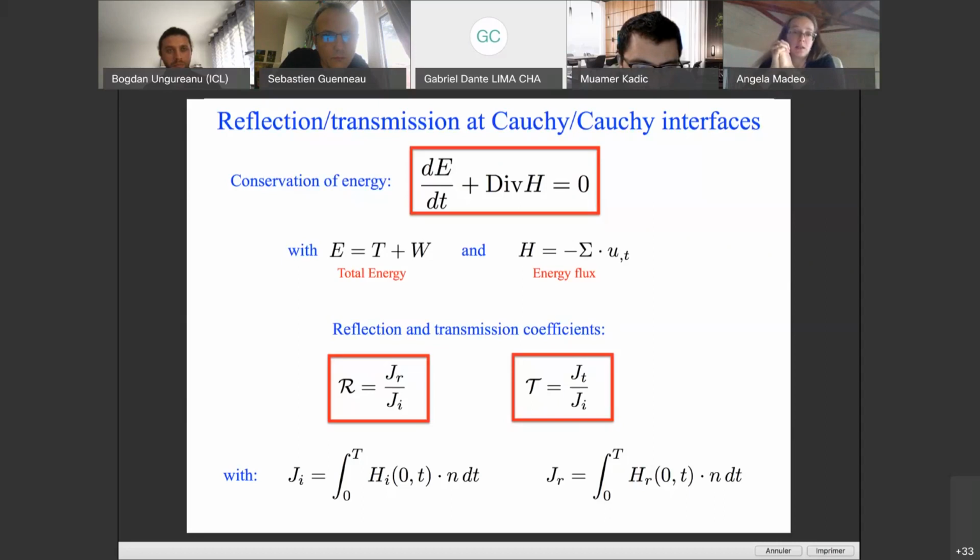And with the micromorphic medium, we will see it takes a more complex form, but the idea remains the same. The conservation law will take exactly the same form with a little bit more terms. The advantage of this energetic approach is that we can introduce reflection and transmission coefficients starting from this energy flux.